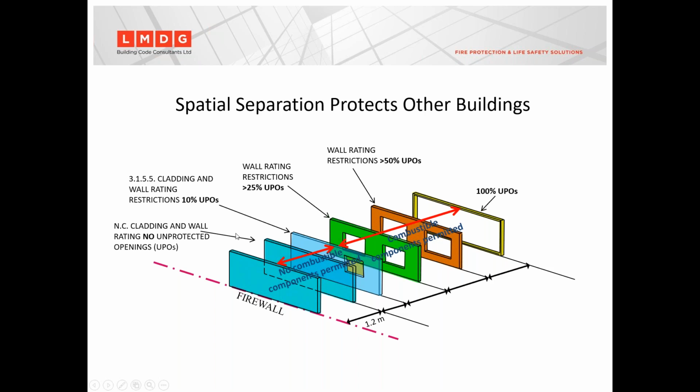You're permitted perhaps 10% unprotected openings after a couple of steps away, and then after you get a certain distance away, you can have unprotected openings. So the interesting one is right here. You can use cladding from this point back if that cladding is combustible but meets the requirements of a large-scale test.